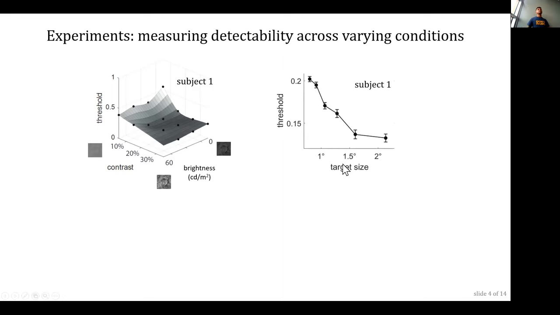And this is another example where we just made the target bigger. No surprises there either. As you keep making the target bigger, your ability to detect it keeps improving up to a certain point, and then beyond that, your performance saturates again.